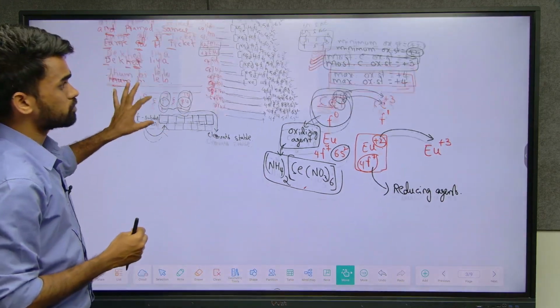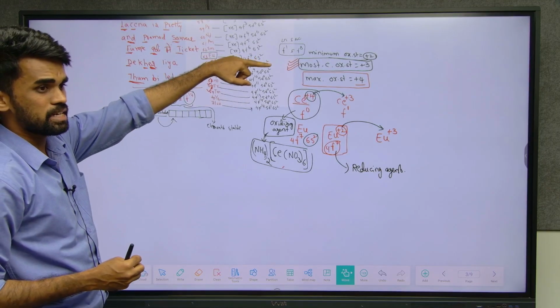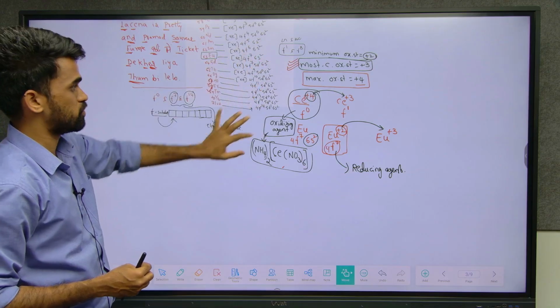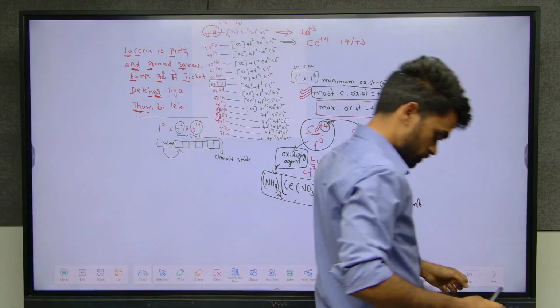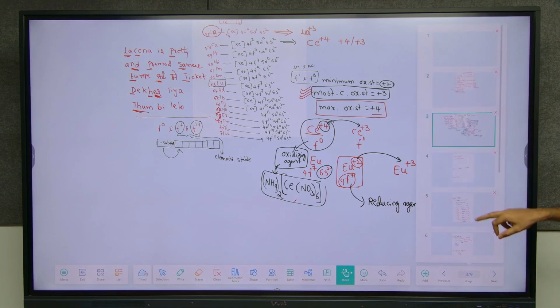Okay, fine. The next thing is, what is the maximum oxidation state of lanthanides? +4. Done with these 2 things? Yeah, next.